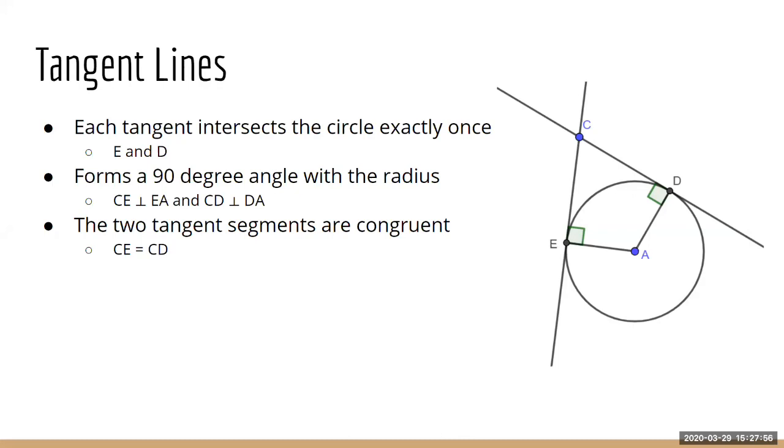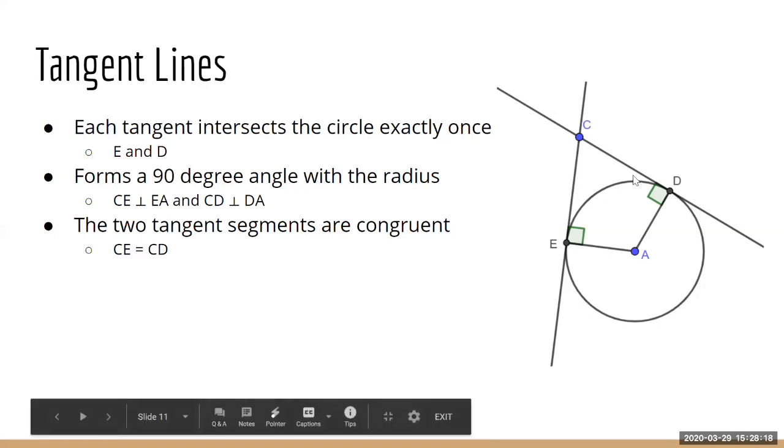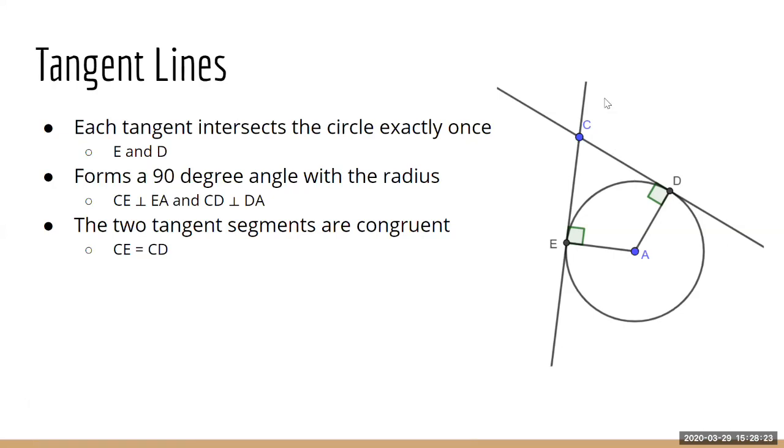And finally, you might have done this in geometry class, but the two tangent segments are congruent, so CE equals CD. You can prove this by drawing in line CA, and you'll notice that triangles CEA and CDA are congruent. We'll be using this in a couple of questions. Surprisingly, AMC has a lot of questions that talk about tangent lines and circles.